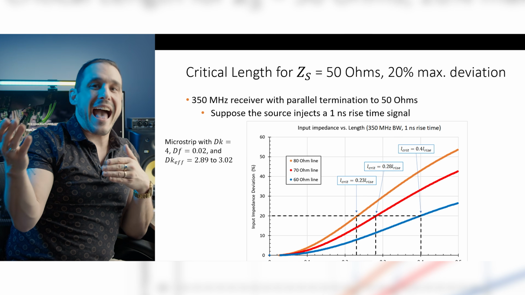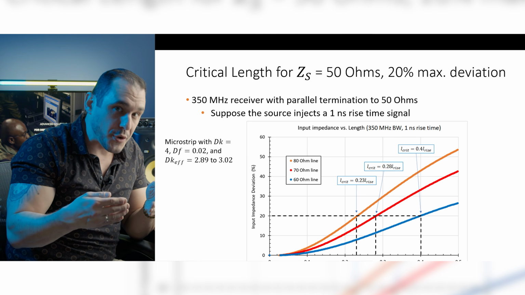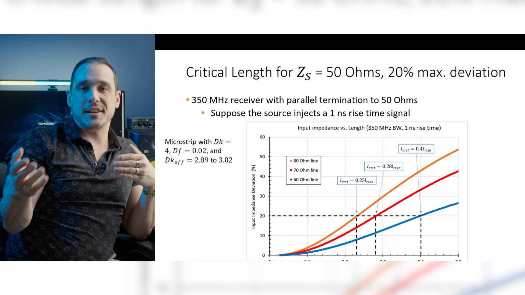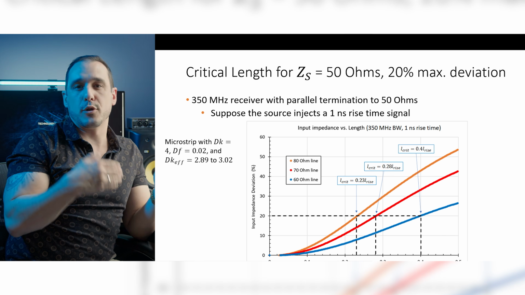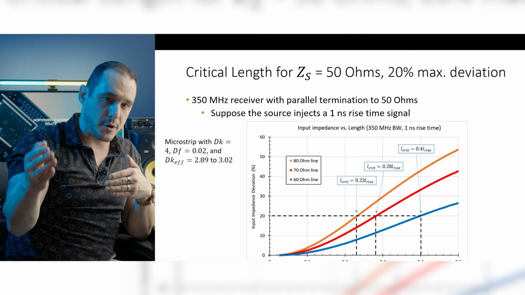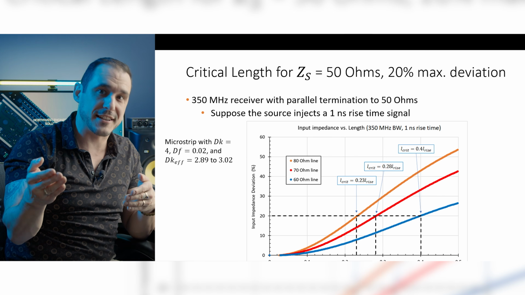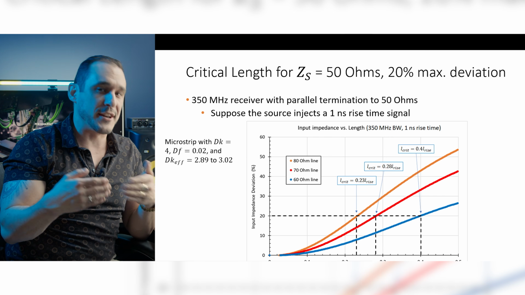So the critical length actually depends on the actual trace impedance that you've put into your PCB. So it's a bit ironic that somebody would say, well, we don't have to worry about the trace impedance, but in order to figure out whether or not you need to worry about trace impedance, you have to actually calculate it. It's a bit backwards and convoluted, I know.